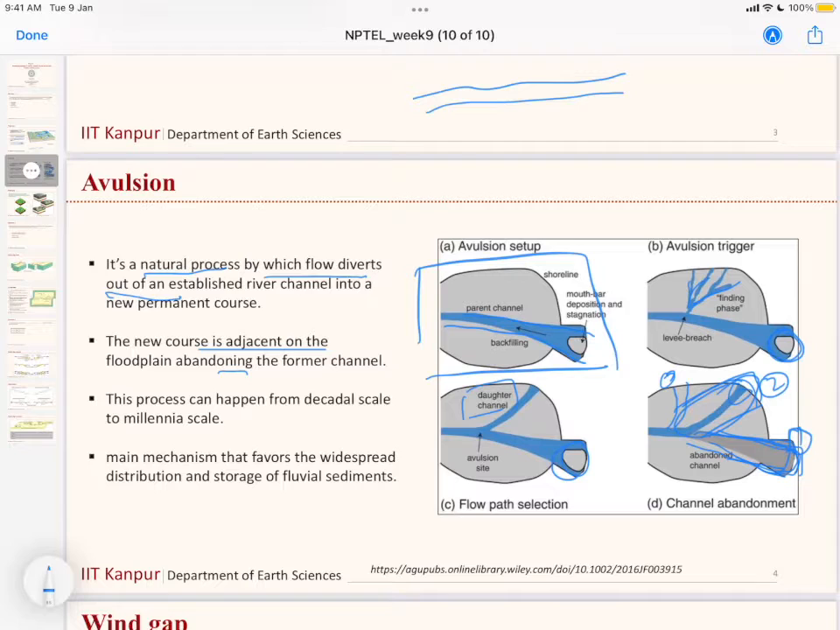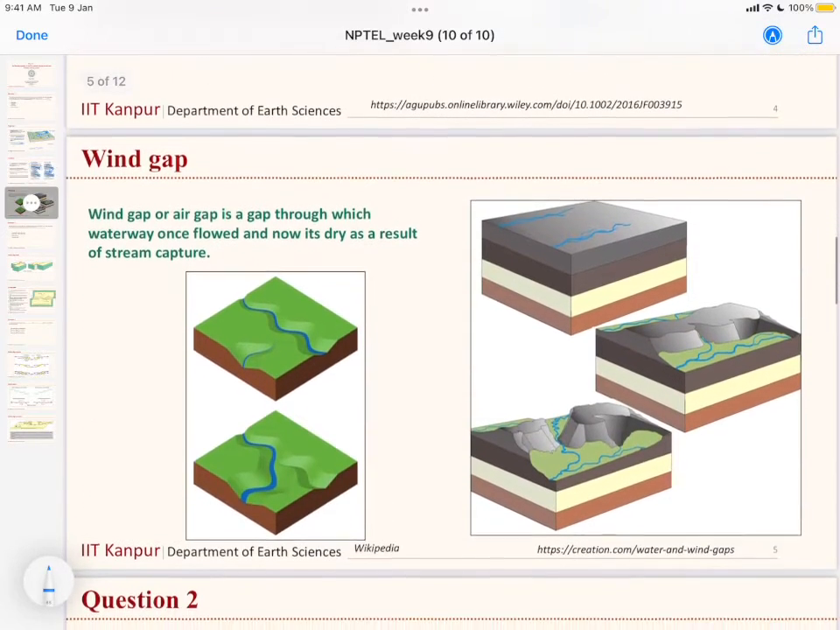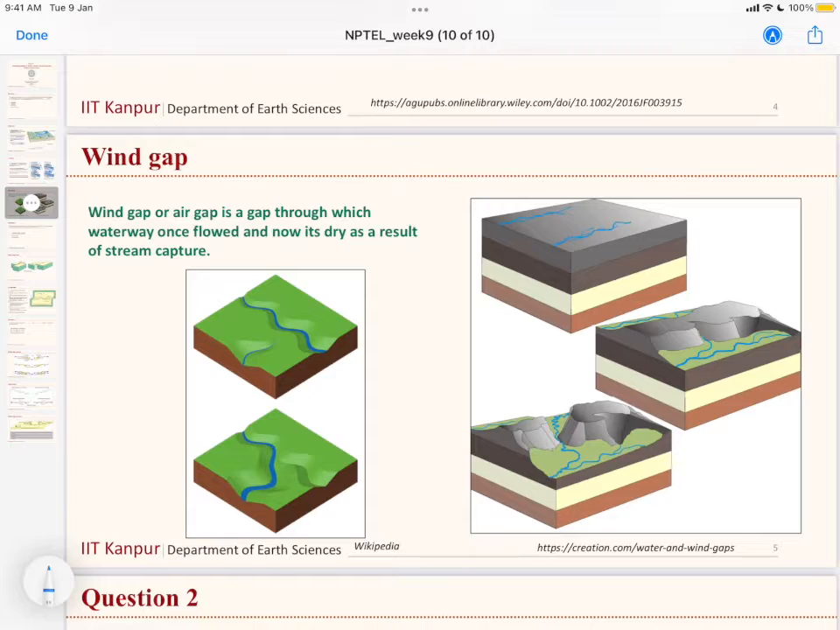Now moving to the third option that we had, the wind gap. So what is a wind gap? Does anyone have any idea about this? Or from seeing these images, can anybody guess what is happening? Okay, so let's read the definition first. A wind gap or air gap is a gap. From the term itself it is quite clear that it's a gap through which water once flowed and now it's dry as a result of stream capture.